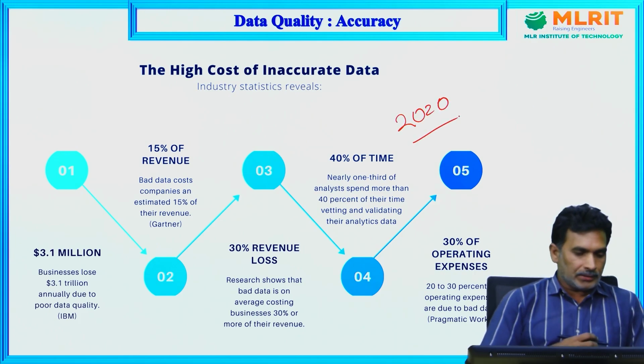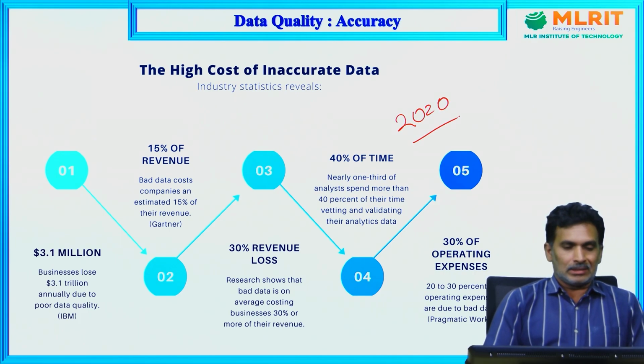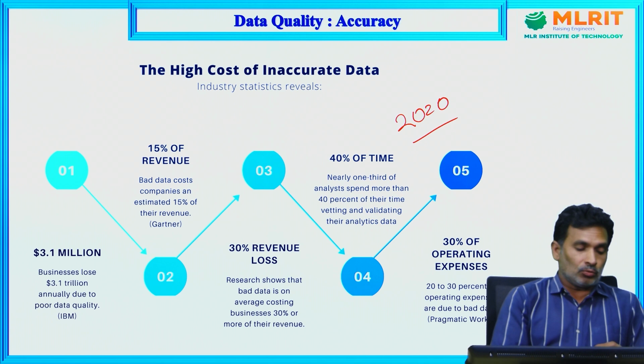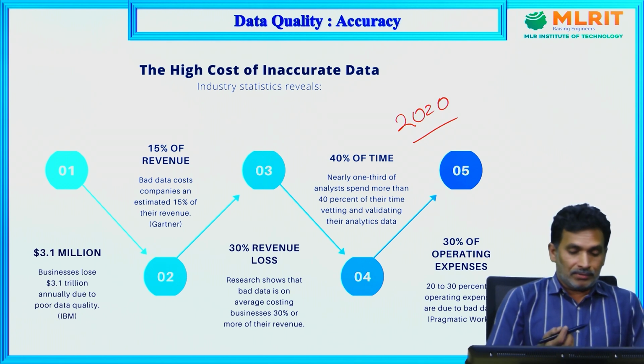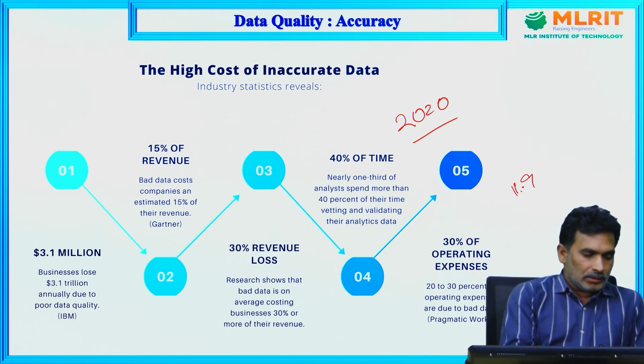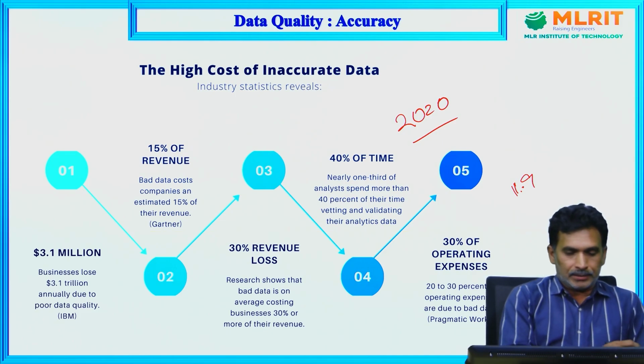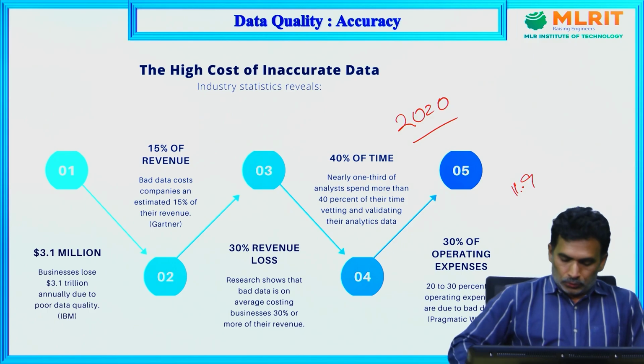These are the statistics of the high cost of inaccurate data. If we have inaccurate data, what is the cost? Around 3.1 million. In the previous lecture we already discussed the recent statistics, around $11.9 billion as the cost of inaccurate data. These are some other statistics, so you can also go through them.